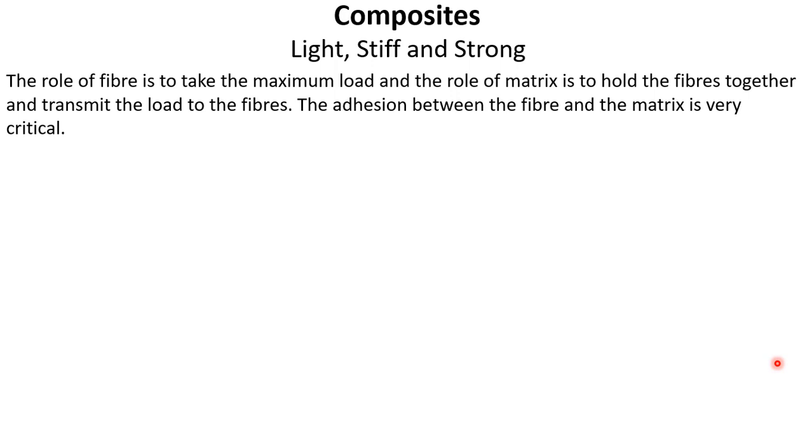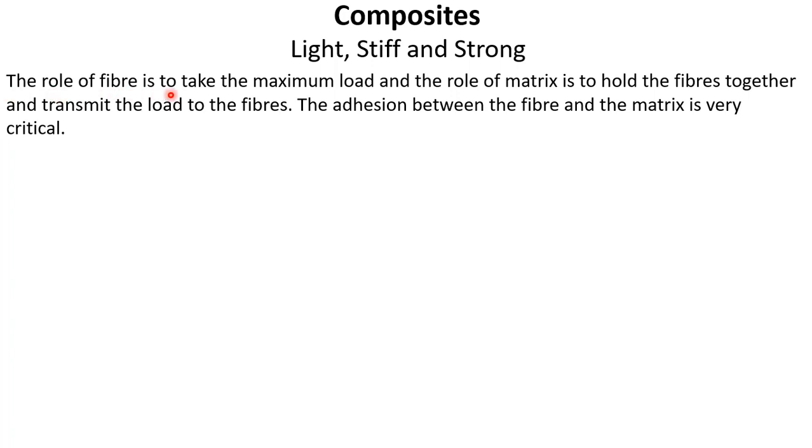So far we have looked at various applications of composite materials. So now let us look at more in detail what composite materials are, what the constituents are, and what their properties are. We have learned that composites are light, stiff and strong materials. They are a combination of two or more than two phases. One is the matrix and another is the filler, which comes in the form of fibers or particulates and so on.